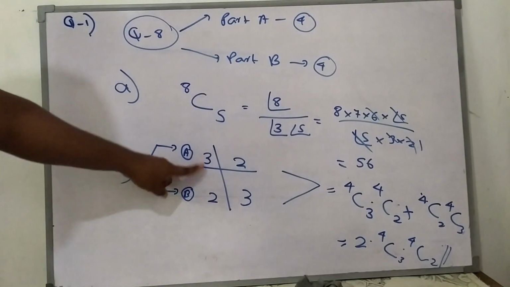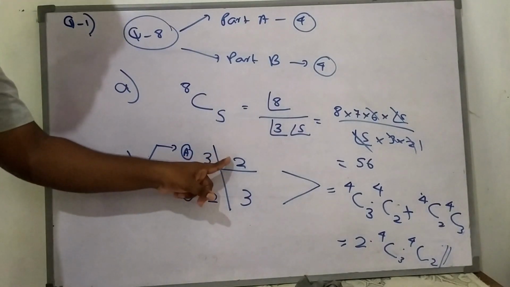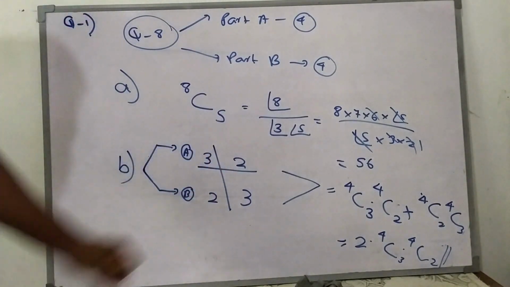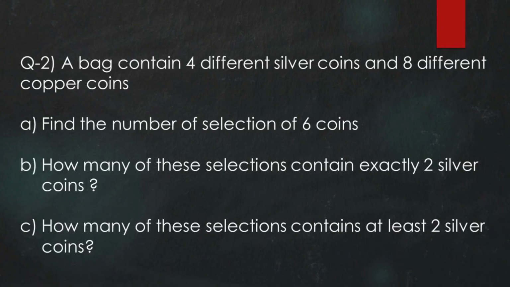3 questions from part A and 2 questions from part B, or else select 2 questions from part A and 3 questions from part B. So likewise it's 4C3 times 4C2 plus 4C2 times 4C3. Okay, let's move to the next question.